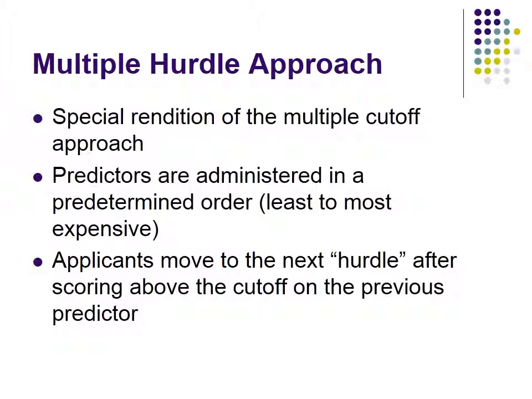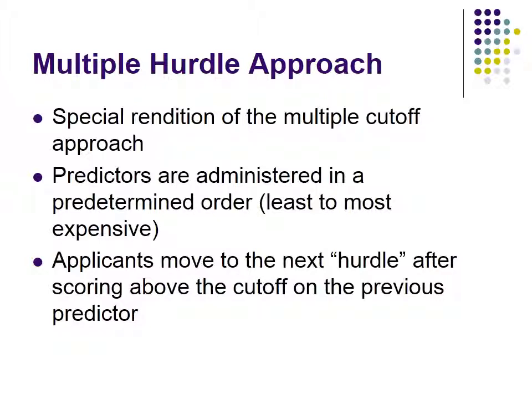Or someone might come in for a job and take a cognitive ability test, a personality test, and a work sample test, and they're all gathered at the same time. And then each one has a minimum score you have to get in order to be considered. Multiple hurdle approach uses the same idea, but now basically presents each selection tool in order, and usually each one is done from the least to the most expensive.